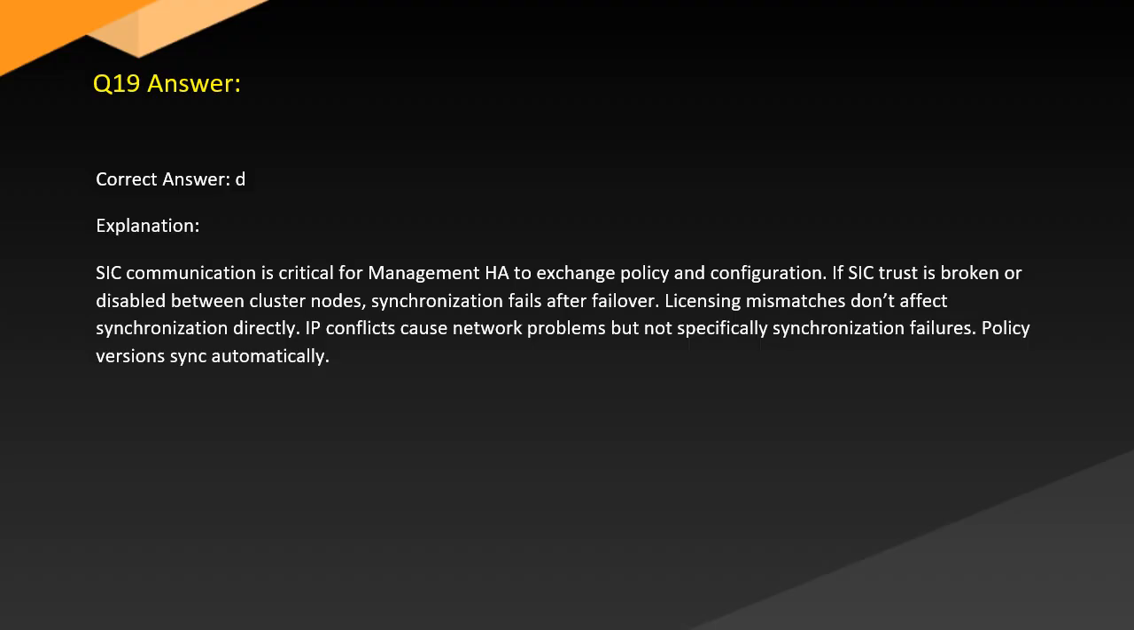Answer. Correct answer: D. Explanation. SIC communication is critical for management to exchange policy and configuration. If SIC trust is broken or disabled between cluster nodes, synchronization fails after failover. Licensing mismatches don't affect synchronization directly. IP conflicts cause network problems, but not specifically synchronization failures. Policy versions sync automatically.